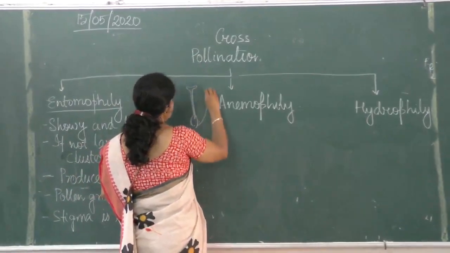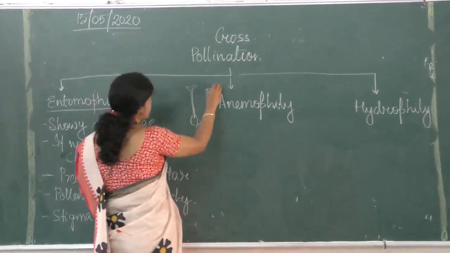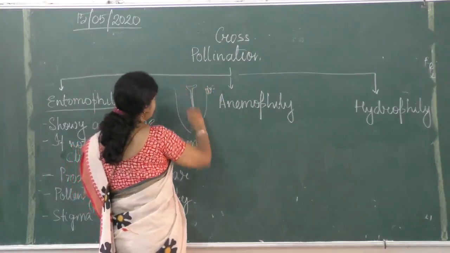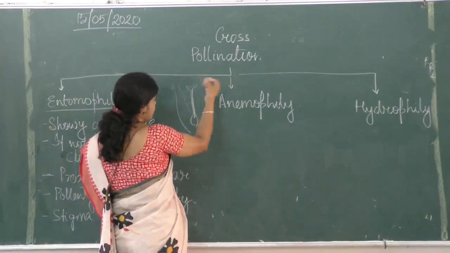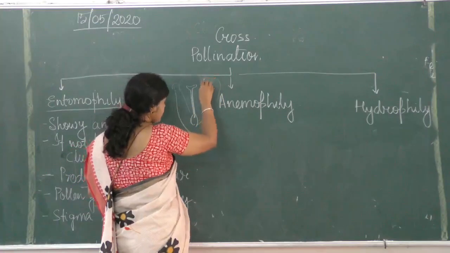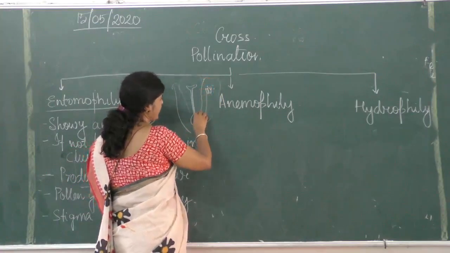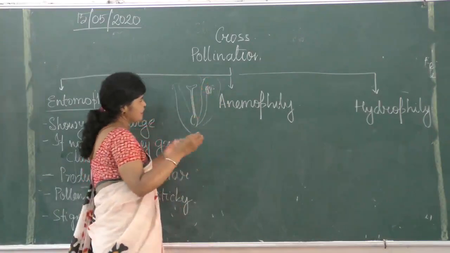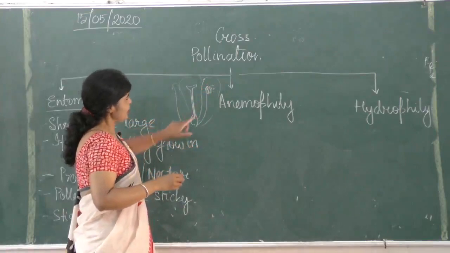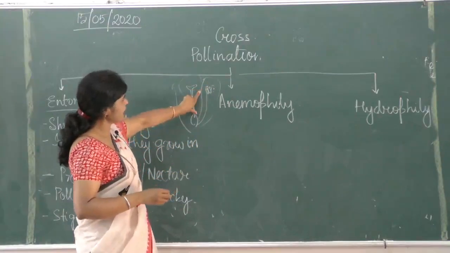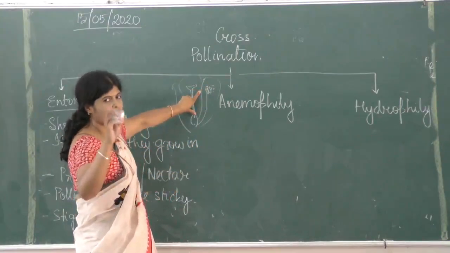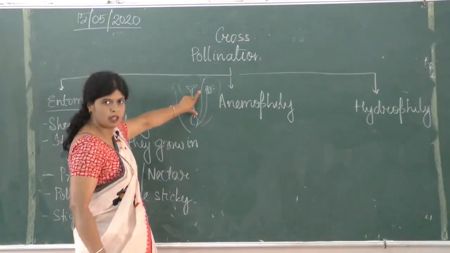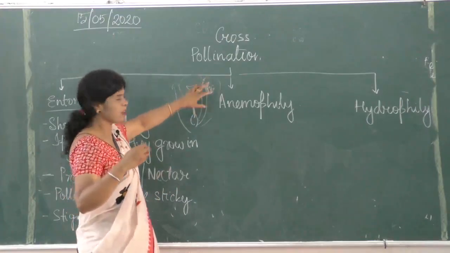Is it clear? Anther is present here. So when the insect, say a honeybee, enters the flower to suck nectar, it touches the pollen grains. Is it clear? So the pollen grains are sticky, because they easily get stuck to the body parts, either the body or the legs or the head, any part of the insect.